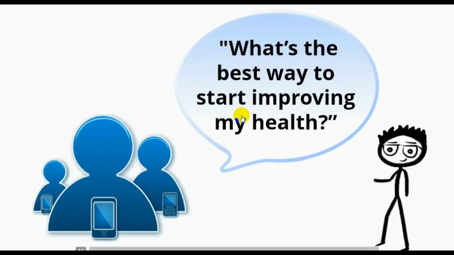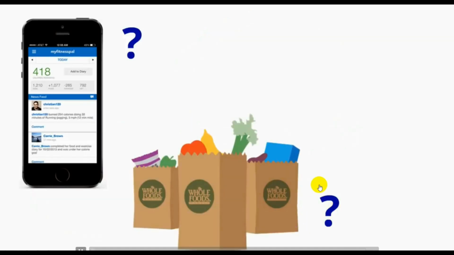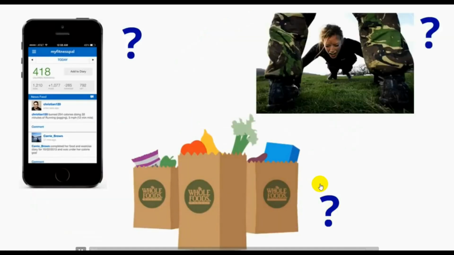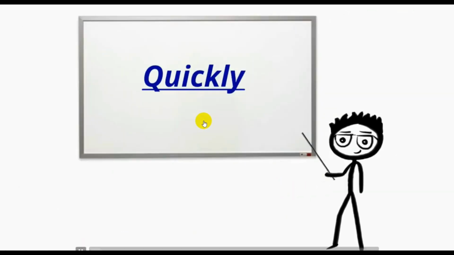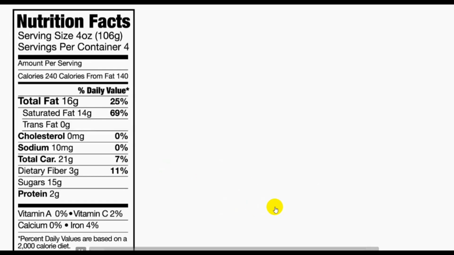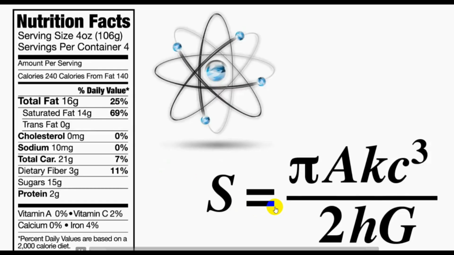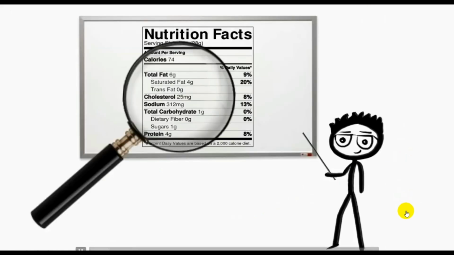Okay, let's start. People ask me, hey health nerd, what's the best way to start improving my health? Is it through a calorie counting app, shopping at Whole Foods, maybe joining my local booty boot camp? Well, actually, esteemed reader, one of the best ways to improve your health quickly is by learning how to read nutrition labels. You may think these labels contain some complex science and mathematical equations, but they're really not that scary. Let's walk through how to properly read these things.